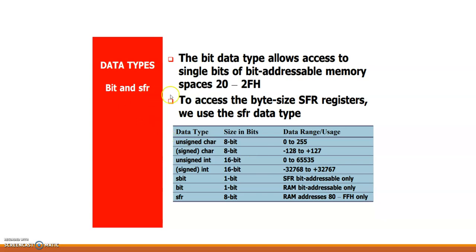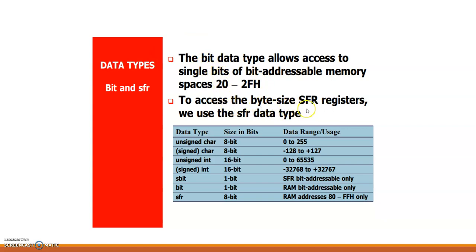Next are bit and SFR. The bit data type allows access to single bits of the bit addressable space, that is 20 hex to 2F hex. So we have a bit addressable space in our internal RAM. When we studied the internal RAM, we studied the bit addressable space. There are 16 bytes of bit addressable space, from address 20 hex to 2F hex. To access this space we use the keyword bit.